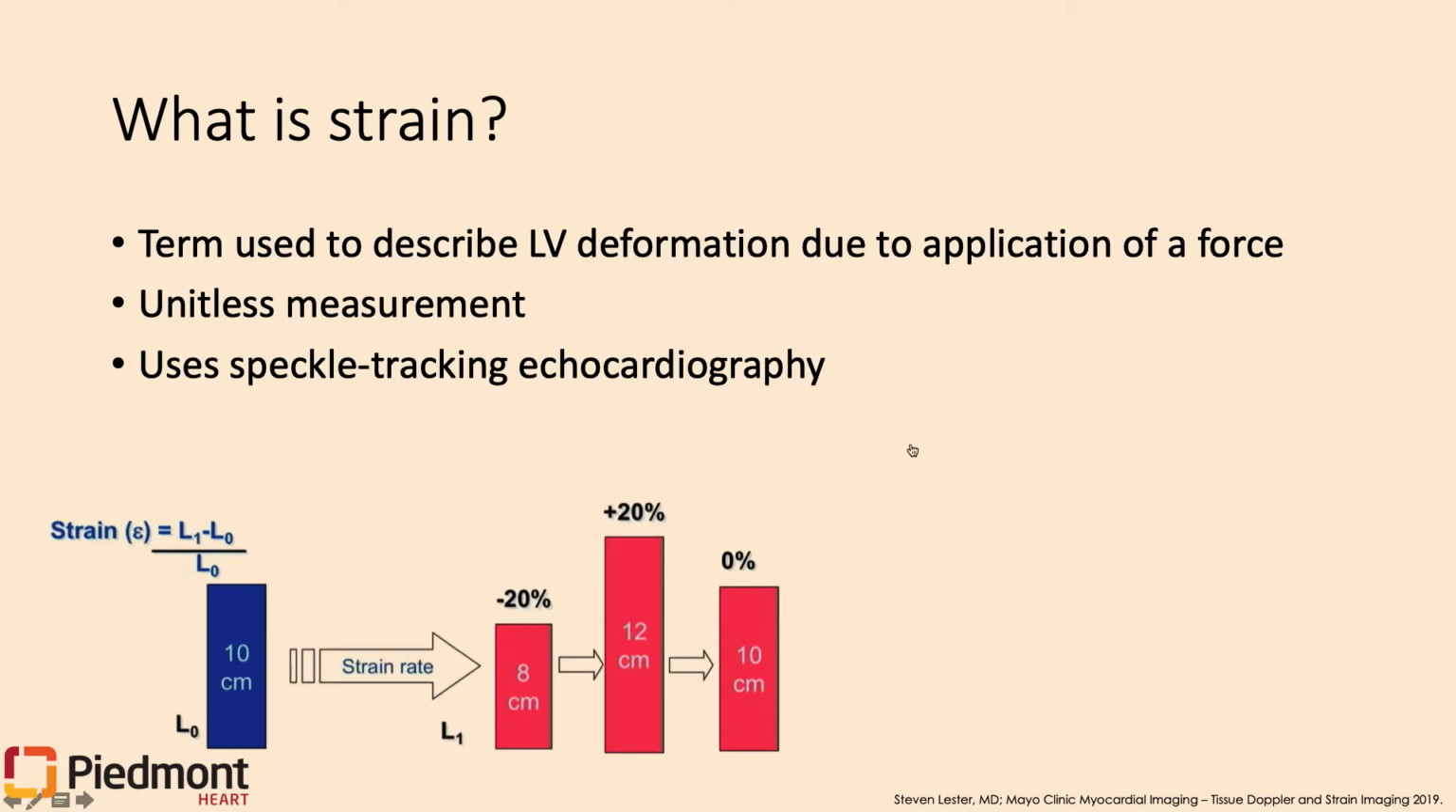The equation for strain is listed here, and essentially what strain calculates is the change in position from time 0 to time 1 over time 0. So for example, if you start at 10 centimeters and you go to 8 centimeters, it's 8 minus 10 over 10, and you have a strain of negative 20. Likewise, if you go from 10 centimeters to 12, your strain is 12 minus 10 over 10, positive 20 is your strain. The rate at which this change occurs is known as your strain rate.